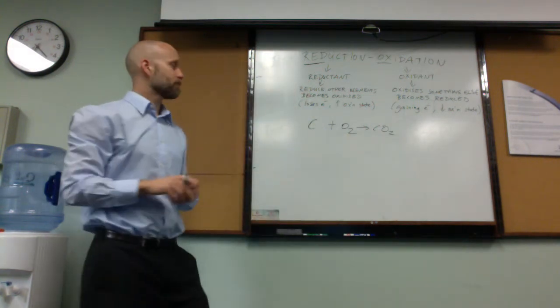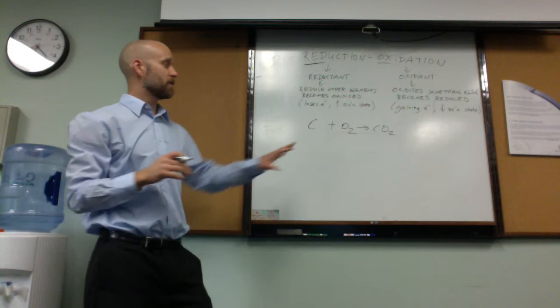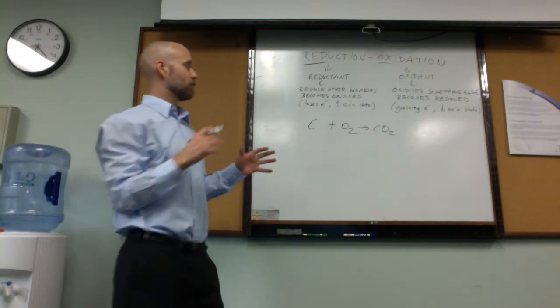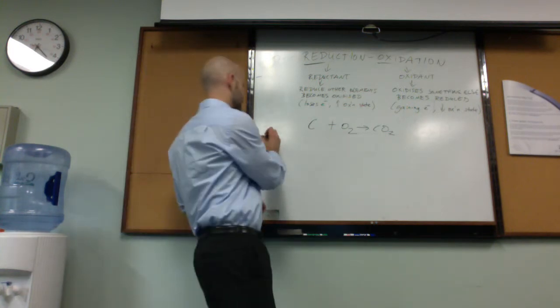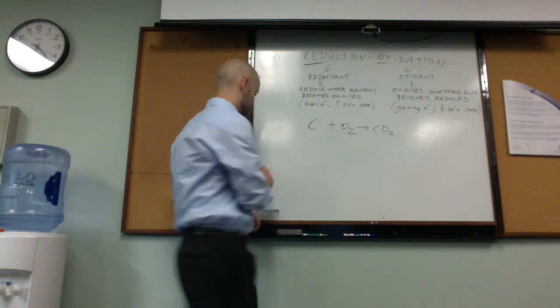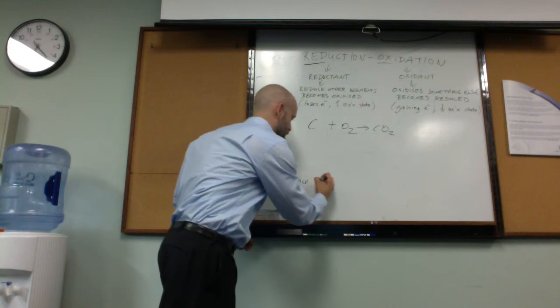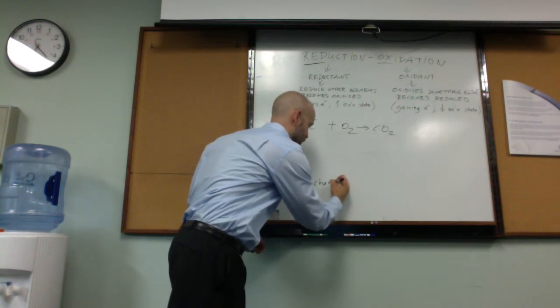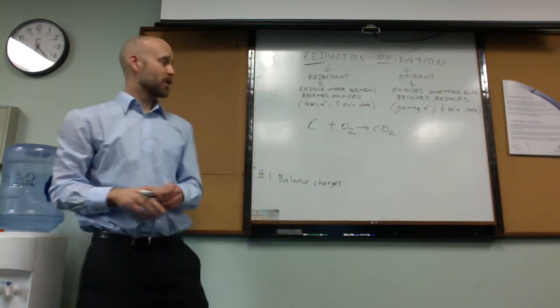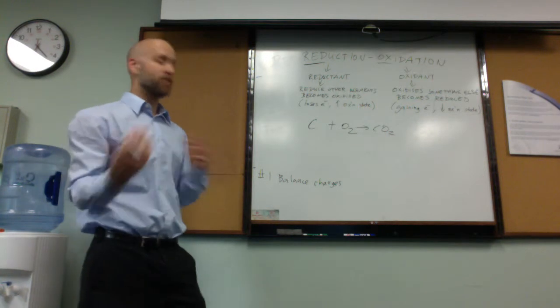So when you see this, there's two things that we could also do. Once we start seeing these redox reactions, we will do one of two things. So the first step, we need to balance our charges. So we also have to figure out what's being reduced and what's being oxidized.